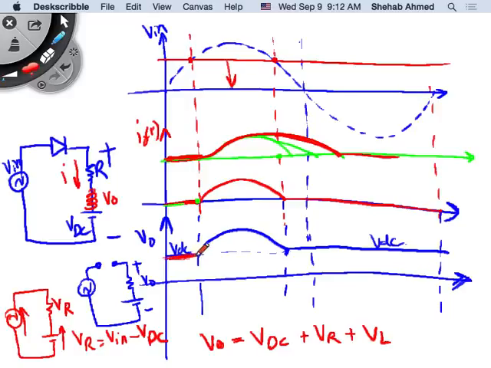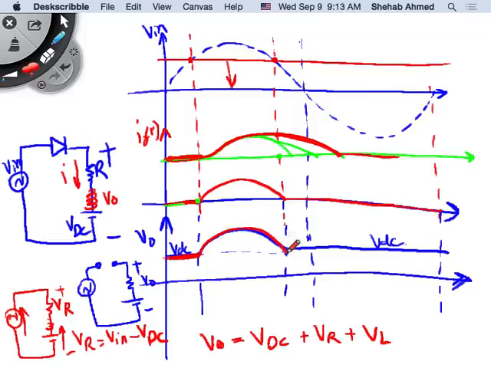Because there's no current flowing. And then there is current flowing in my circuit. That means the diode is on. So what does my output voltage look like? This is the circuit on condition. What does the output voltage look like? Just like this. Right? Just like Vin, actually.